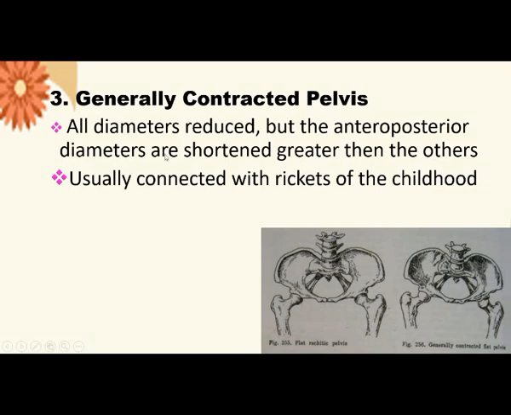Third one, generally contracted pelvis. All diameters are reduced, but the antero-posterior diameter is shorter than the others. All diameters are reduced, the antero-posterior, transverse and oblique. But the main thing is that the antero-posterior diameter is shorter than the other diameters, and it is usually connected with rickets in the child. You can see from this picture.